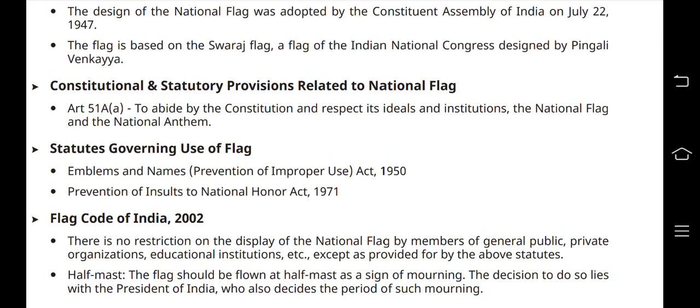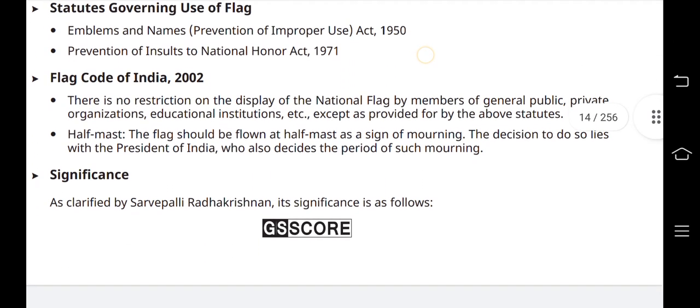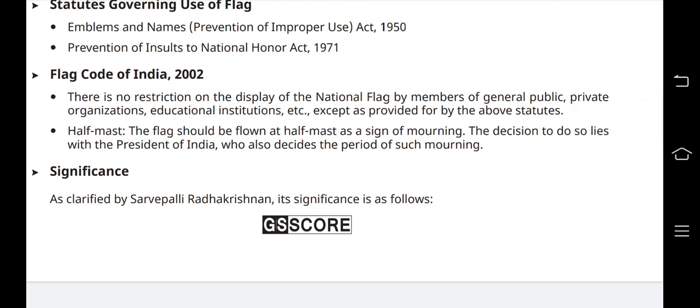Statutes governing use of flag. Emblems and Names (Prevention of Improper Use) Act 1950. Prevention of Insults to National Honour Act 1971. Flag Code of India 2002. There is no restriction on the display of the national flag by members of the general public, private organizations, educational institutions, etc., except as provided for by the above statutes.